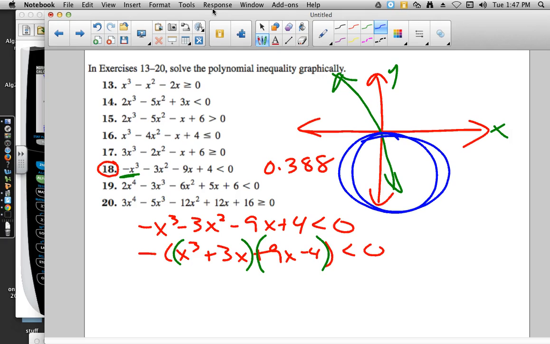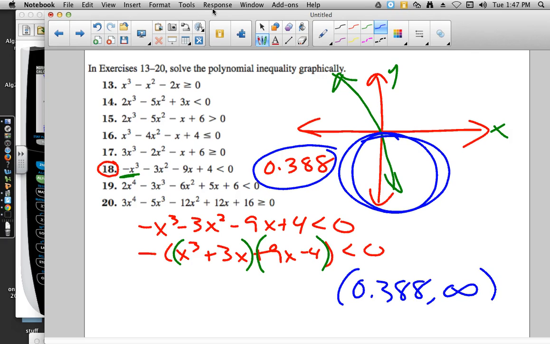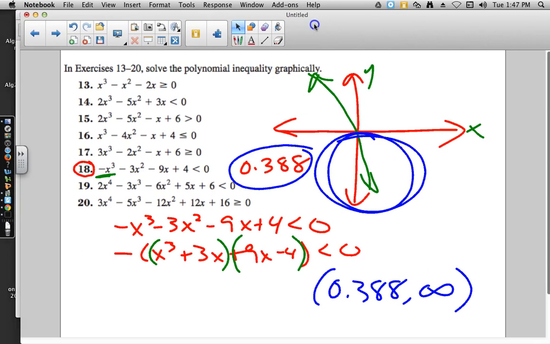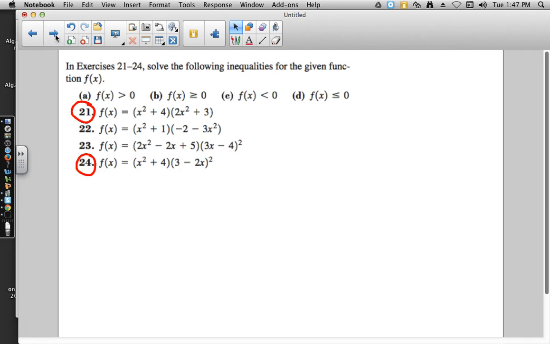And that's this portion of the graph. And our x at this point was 0.388, which we cannot include because that was a 0. So our answer would be the 0.388 on to infinity. And that's because the green portion of our graph that's below the x-axis is what we are looking for. All right, nice little graphing calculator there.